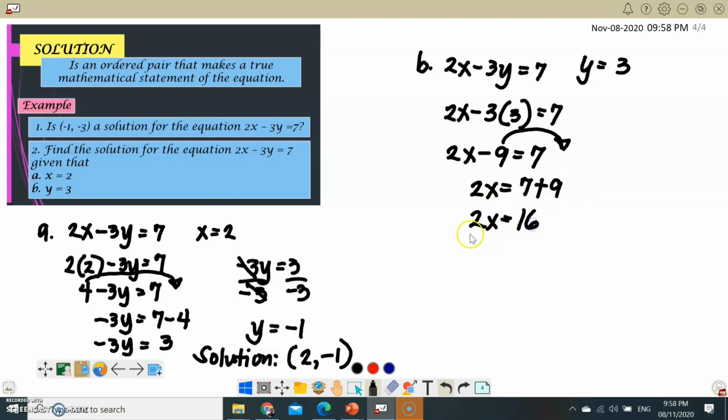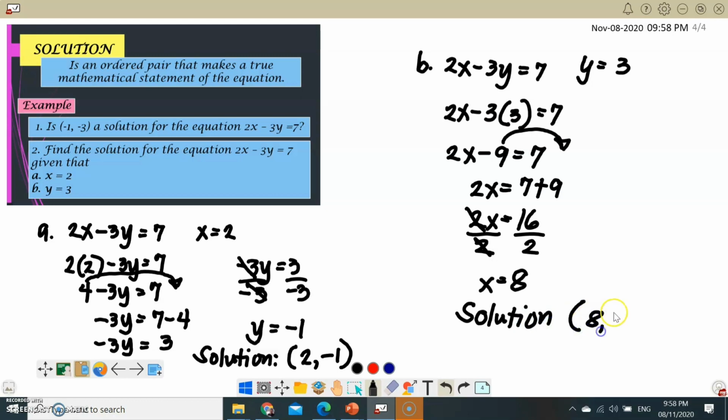2x is equal to 7 plus 9. That is 16. Then we divide both sides of the equation by the coefficient of x. So 2. X now is equal to 16 over 2. That is 8. So the value of x when y is equal to 3 is equal to 8. Therefore, our solution would be 8, positive 3. Okay, can you follow? Very good.